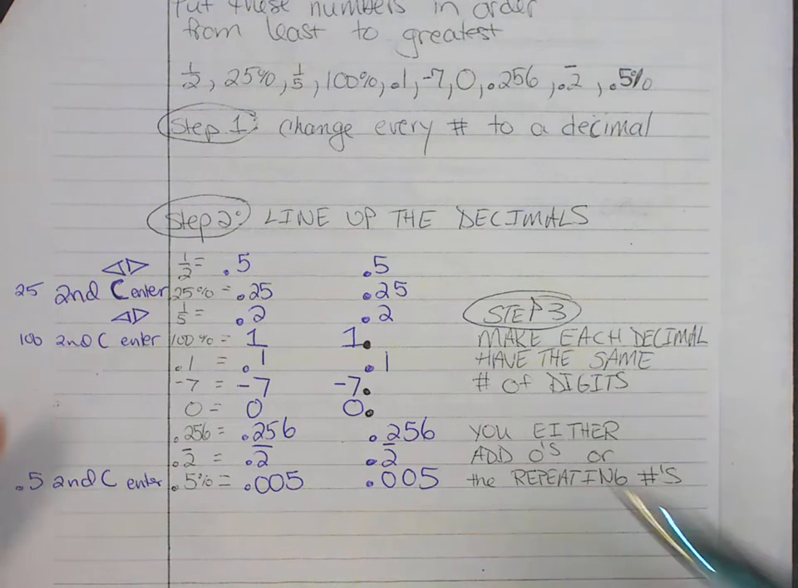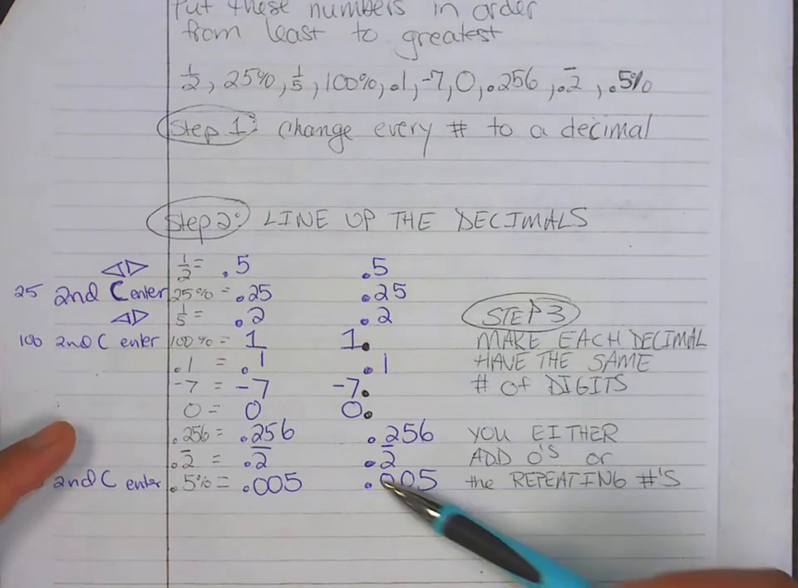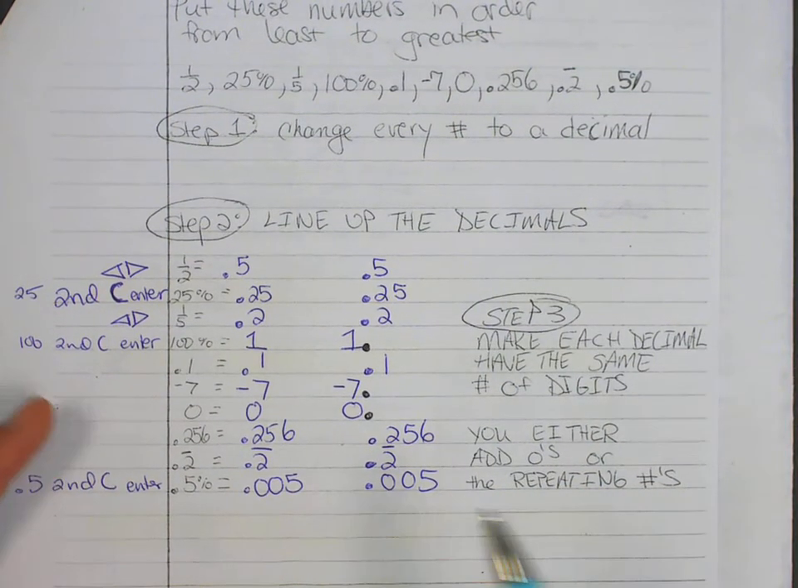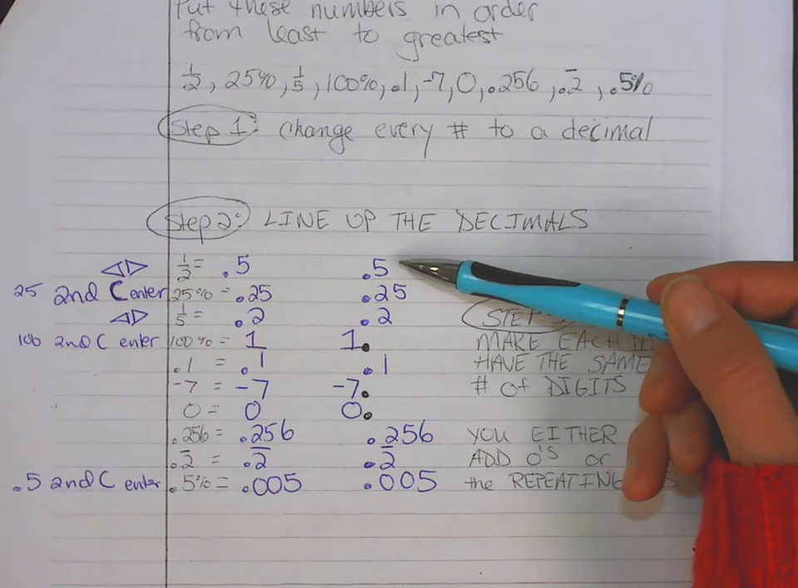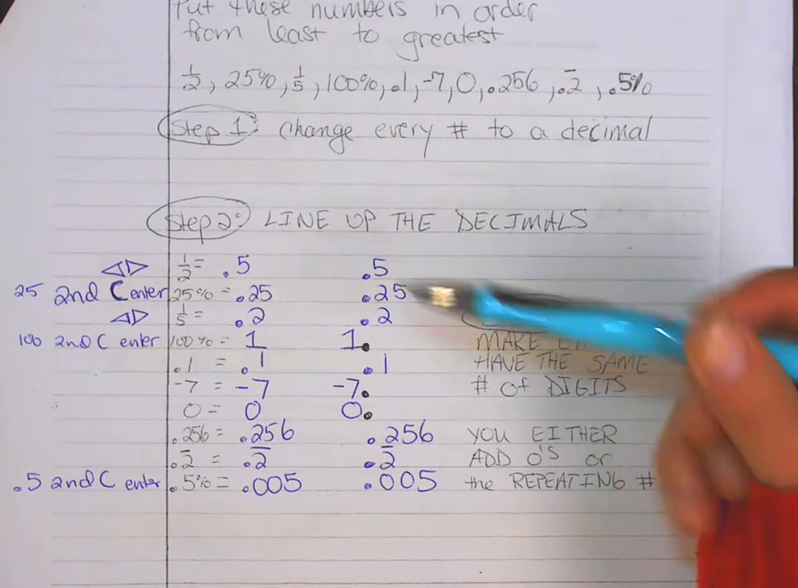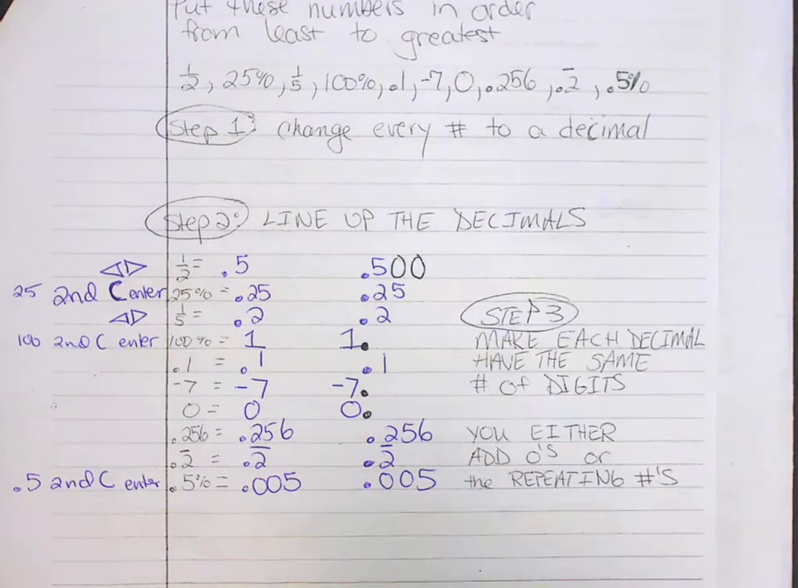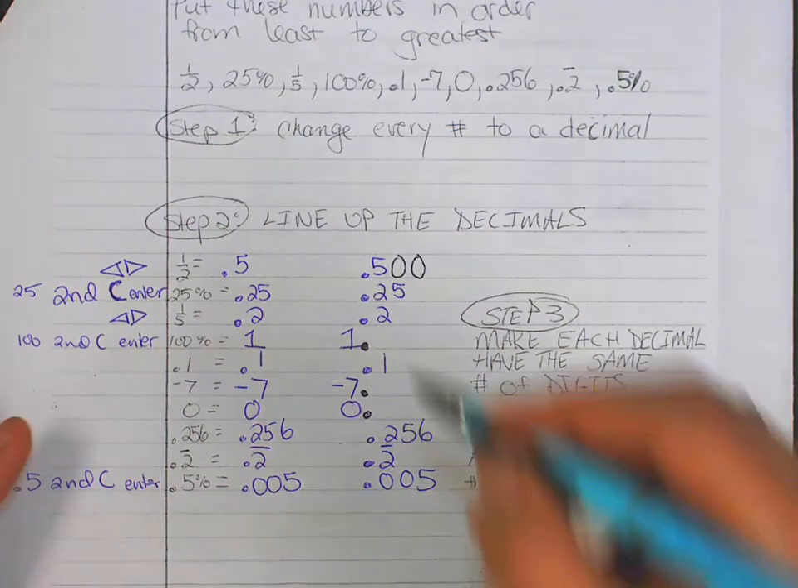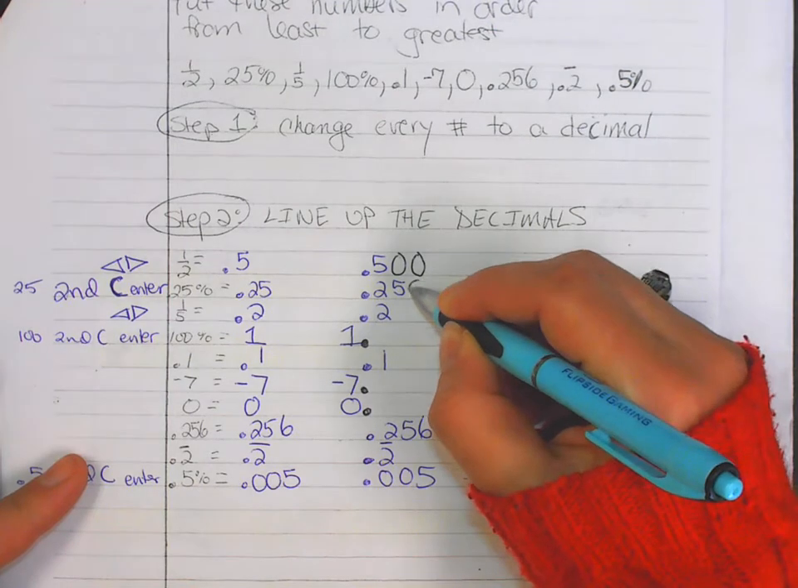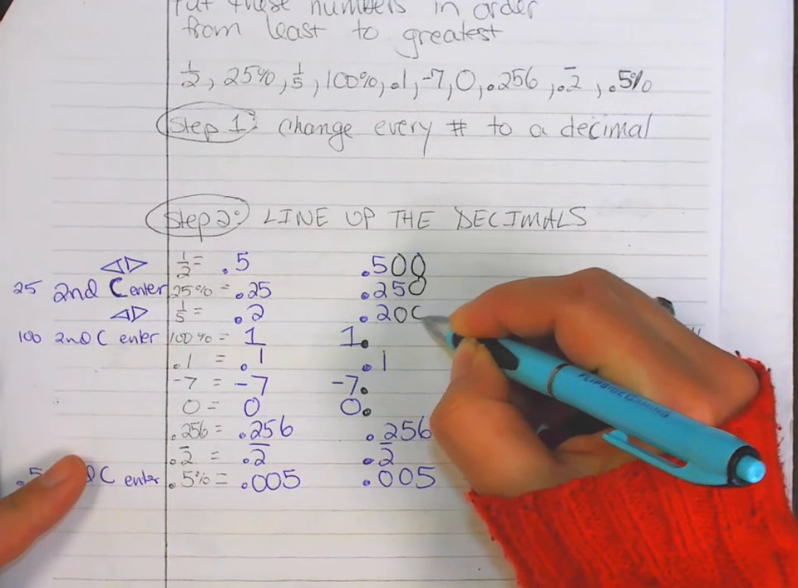So I see that the most number of digits after the decimal are 3 digits. So if I have 0.5, what's here but you don't see it? There is nothing there, so I'm going to write 0. I'm going to write 2 zeros so that I have 3 digits. So I'm going to add a 0 after this one, here, here.